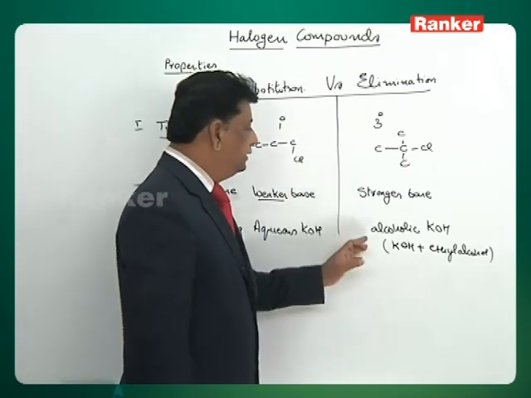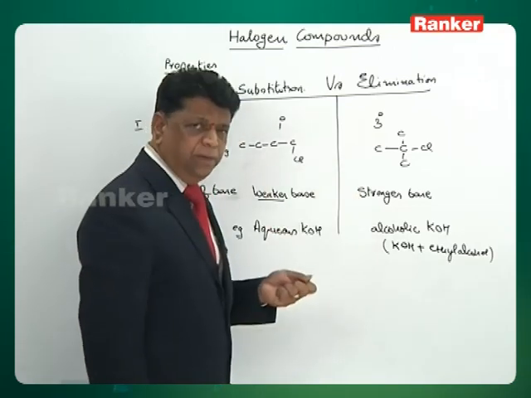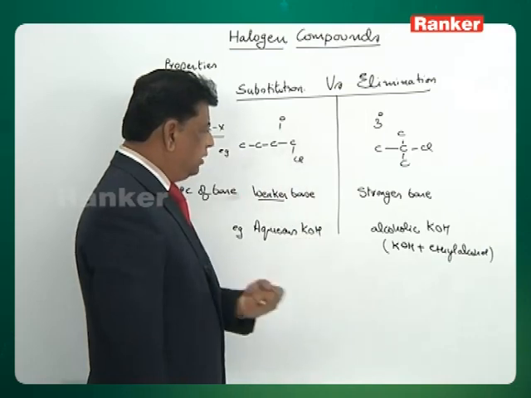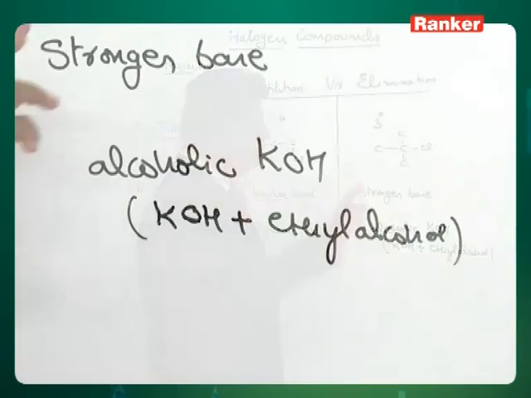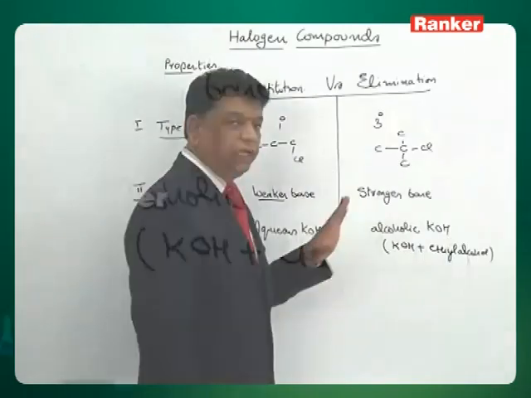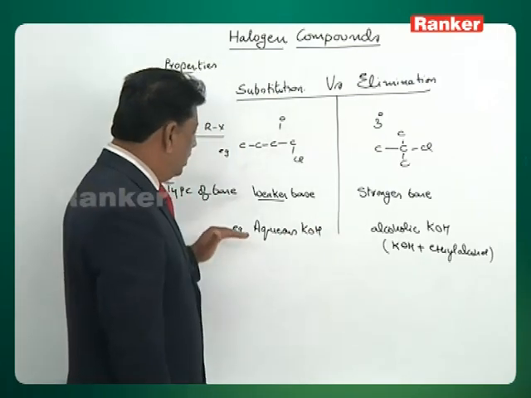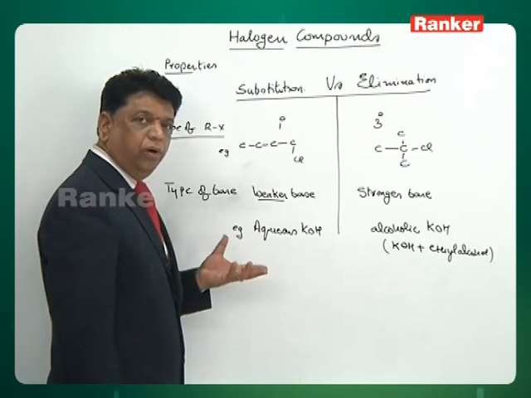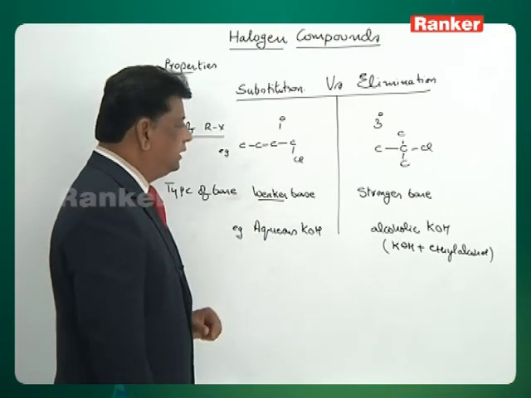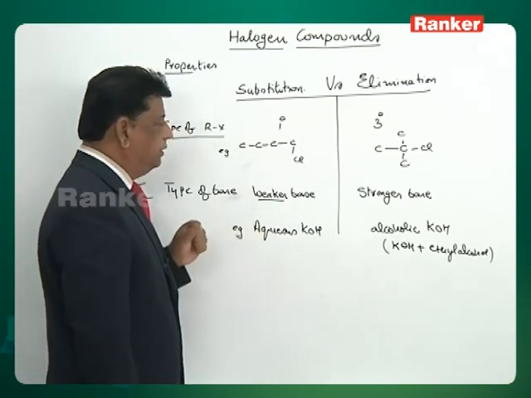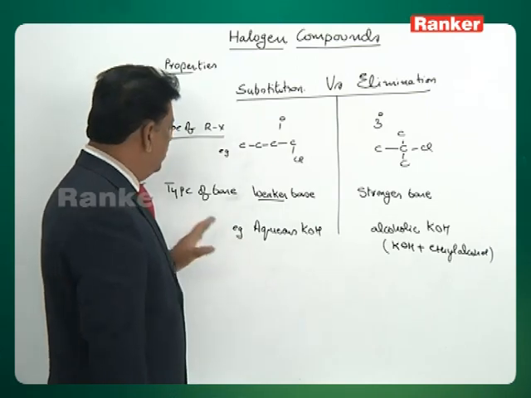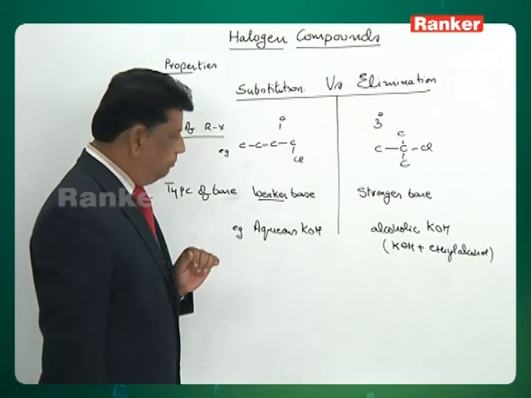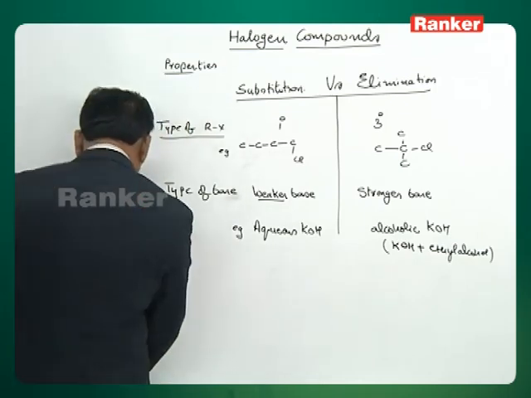The stronger the base, the more elimination, because in elimination HCl is going out. HCl is an acid. To take out this acid, I must use a stronger base. Alcohol-dissolved KOH is a stronger base. Water-dissolved KOH is weaker. As the water becomes more and more, the KOH concentration is decreasing, therefore it becomes a weaker base. So one factor is the type of alkyl halide, and another is the type of base. Both are influencing the reaction.